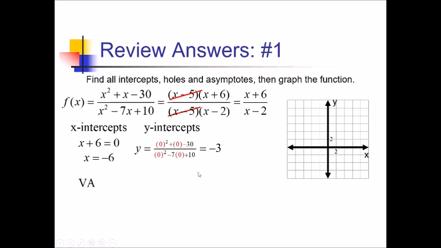Vertical asymptote, that's going to be x values that zero out the simplified function. So that's going to be x minus 2 equals 0, so x equals 2 is our vertical asymptote.